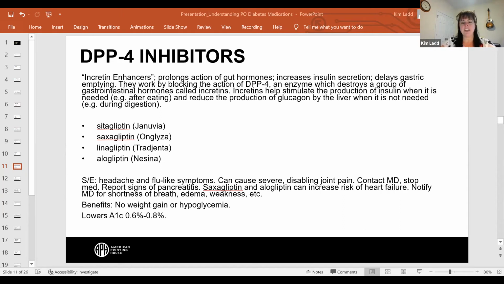So, these medications aren't for everyone, but they do work well for some people. The benefits: no weight gain, and they do not cause hypoglycemia episodes. They also tend to lower your A1C level by 0.6 to 0.8%.